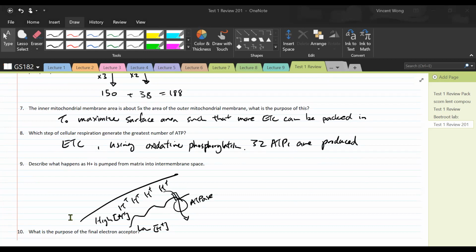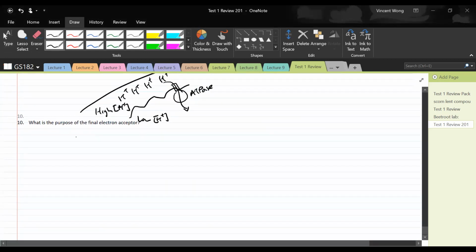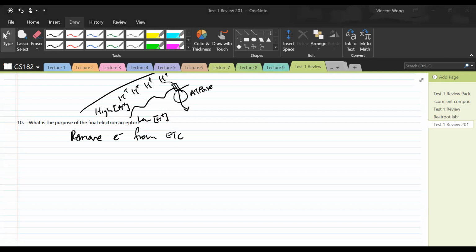So that is it. And the last question, what is the final purpose of the final electron acceptor? That is to remove electrons from the ETC, right? So that the next electron will be able to flow past the ETC, so you can continue the electron flow and continue to pump and create the gradient, right? Without the gradient, you cannot make ATP.